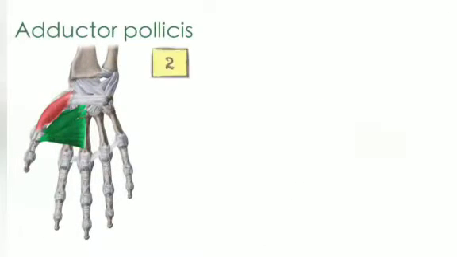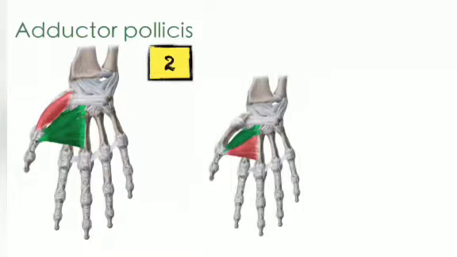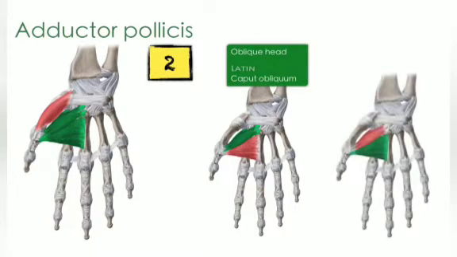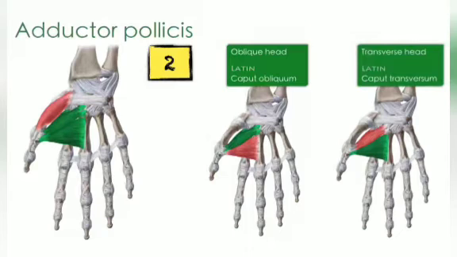And these 2 heads of the adductor pollicis are going to be this one that you see here on the right side, this oblique head right here. And of course, to simplify things, we're going to call it the oblique head of the adductor pollicis. Now, the other head is this one, a bit more transverse in terms of direction, and then we will call it the transverse head of the adductor pollicis.